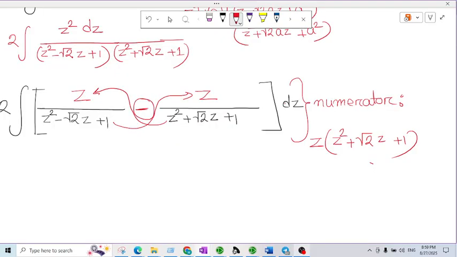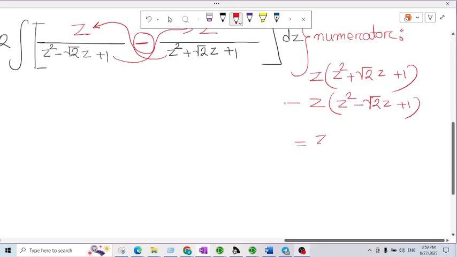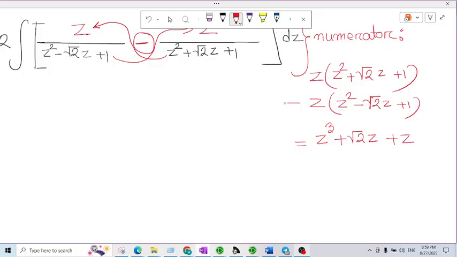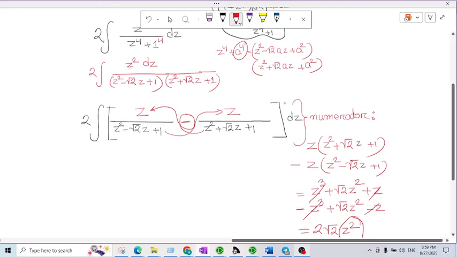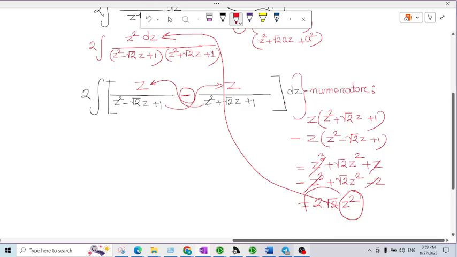Don't forget I have a minus here, so minus z square minus root 2 z plus 1. Well, now I have to find z cube plus root 2 z square plus z, then minus z cube plus root 2 z square minus z. So these two cancel out, these two cancel out, and I have 2 root 2 z square. So you see I have a z square here, and I also have a z square here. Don't worry about this extra 2 root 2, because we can now compensate for this.